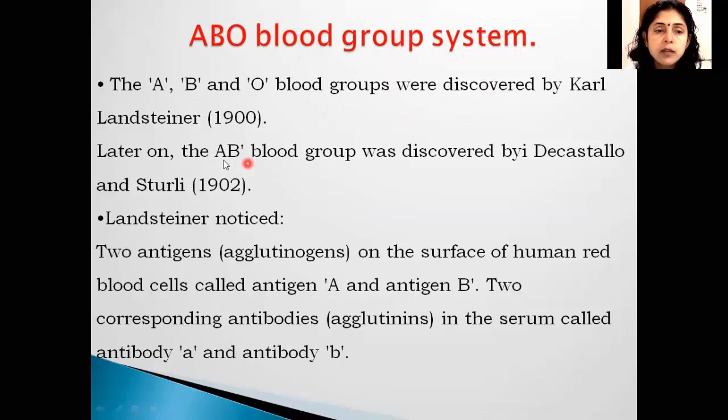This was discovered by Karl Landsteiner in 1900. Later on, the AB blood group was discovered by De Castro and Sturli in 1902. Landsteiner noticed two antigens, which we call agglutinogens, on the surface of human red blood cells, called antigen A and antigen B.